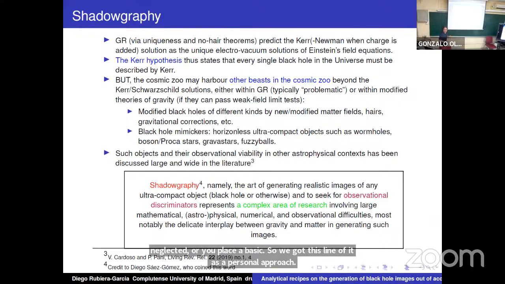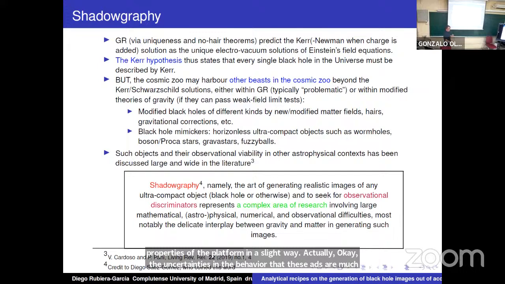Sorry, what do you mean? What about the Schwarzschild solution? The Schwarzschild solution is when there is no rotation. But typically, astrophysical black holes rotate. It's just a particular case. So in practical terms, rotation influences the properties of the black hole in a slight way. Actually, as I'm going to tell you, the uncertainties in the behavior of the disk are much larger than the effects of considering rotation. So as a very good first approximation, you can neglect rotation.